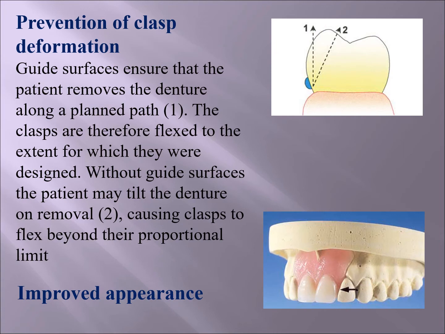Prevention of clasp deformation. Now, to locate the clasp tip in a certain place, there are certain measurements that you do. You measure the depth of the undercuts, and you choose the most appropriate undercut, and you choose the most appropriate material for the clasp according to the depth of the undercut in that area. So the clasp should flex to a certain limit while it moves up or down the survey line.